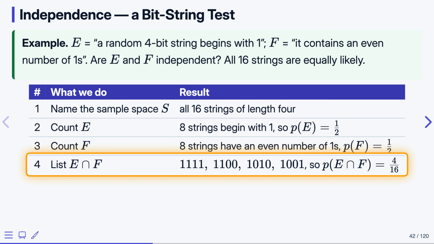Step 4. Now list the strings in both. They start with 1 and have an even count of ones. 1111 has 4 ones. 1100 has 2. 1010 has 2. 1001 has 2. That is 4 strings, so P of E and F is 4/16.